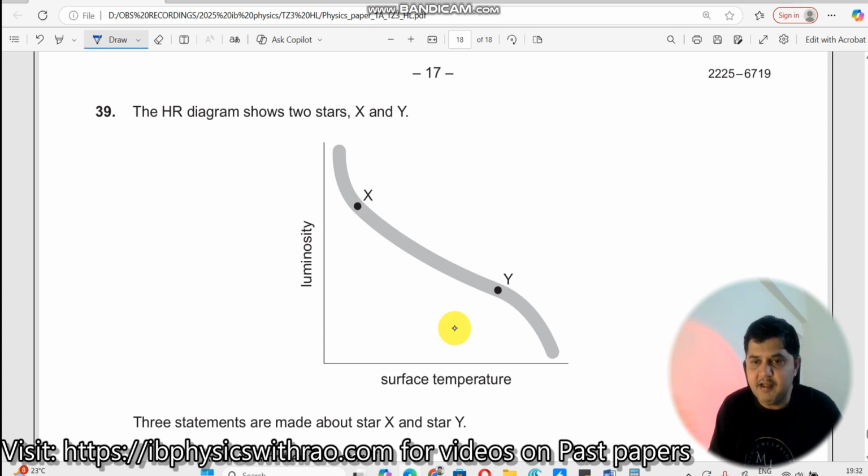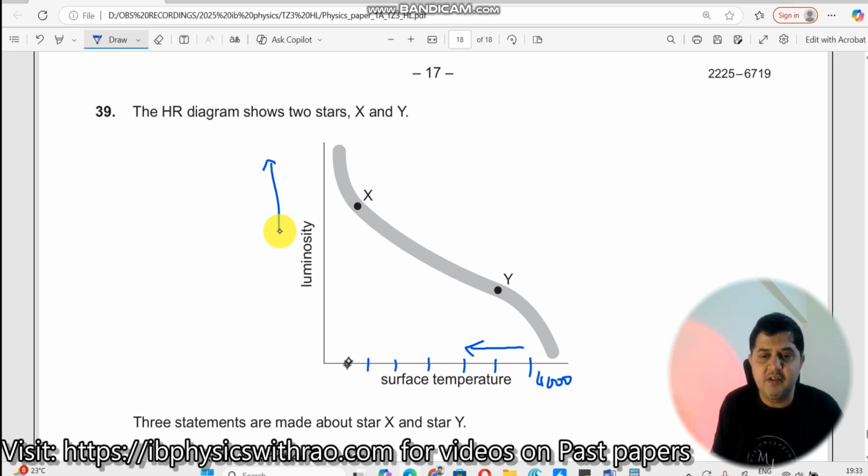See, I had already been telling you, whenever you draw an HR diagram, the surface temperature will increase in this direction. Luminosity will increase in this direction, right? Usually, whenever we are doing a temperature graph, we write temperature increasing like this. But here, this could be something like around 4000 Kelvin. This could be 5000, 7000, 8000, 10,000, 11,000, 15,000, 30,000. We keep on increasing in this direction, and luminosity increases in this direction.